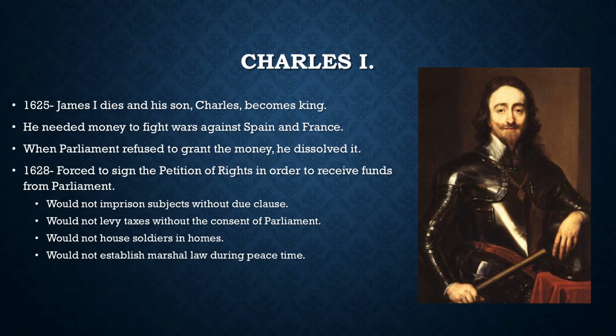Okay. And it has four main parts. He would not imprison subjects or people without due cause, what that means is proper reason or good evidence. He would not levy taxes or put taxes on people without the consent of Parliament. He would not house soldiers in people's homes, and he would not establish martial law during peacetime.